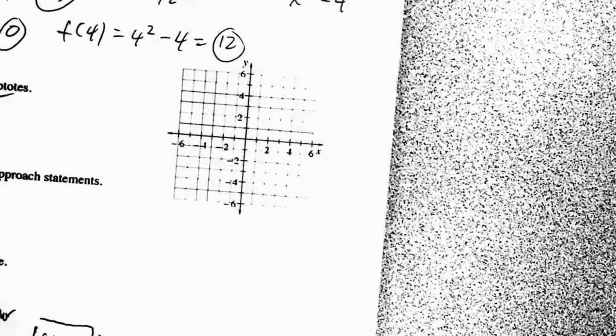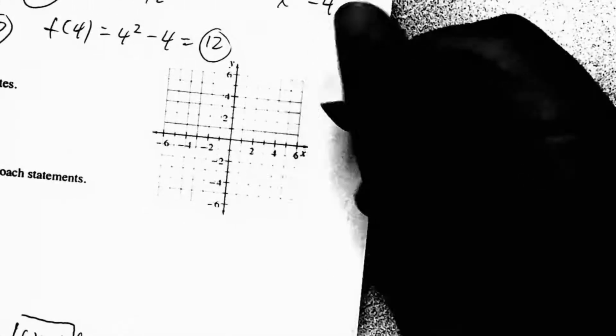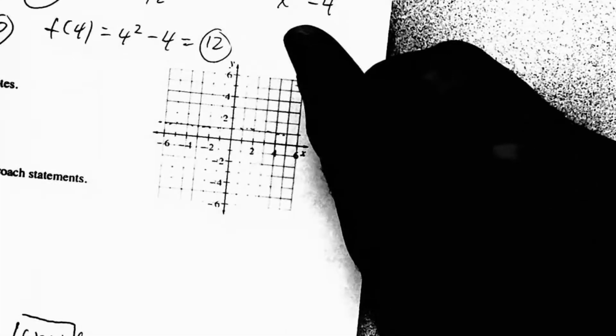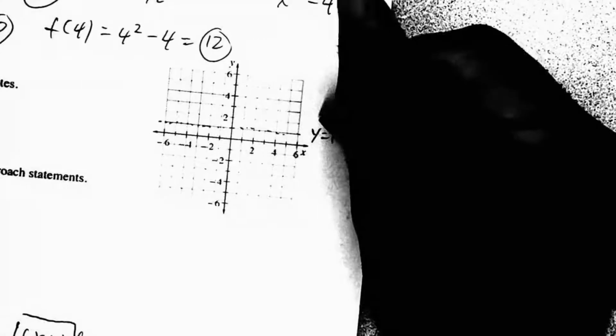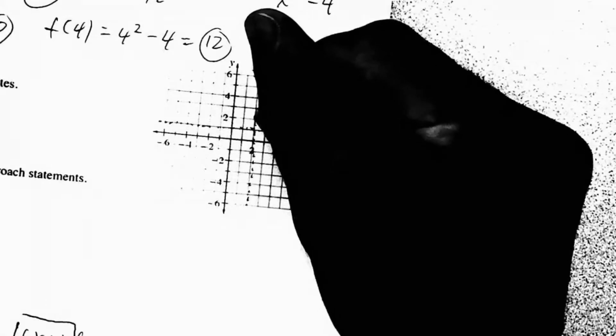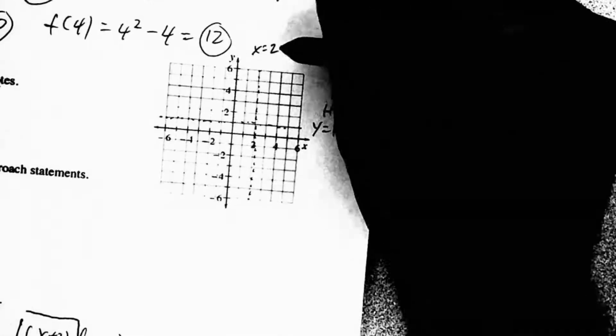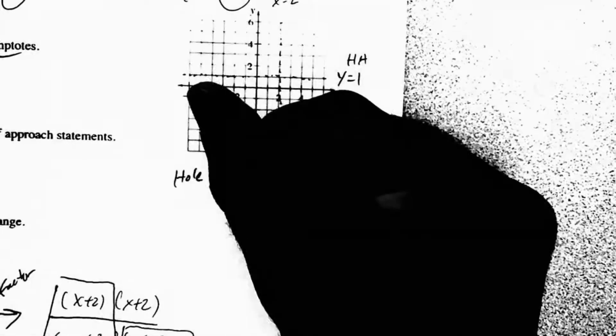I'm going to go back up and I'm going to plot them. So I have a horizontal asymptote at y equals 1. When you're plotting your graph, you want to actually start by plotting the asymptotes. So this is y equals 1, the HA, horizontal asymptote. And then you're going to have a vertical asymptote at x equals 2. So I'm going to draw a dotted line here. This is x equals 2, vertical asymptote. And now I know I have a hole at x equals negative 2.